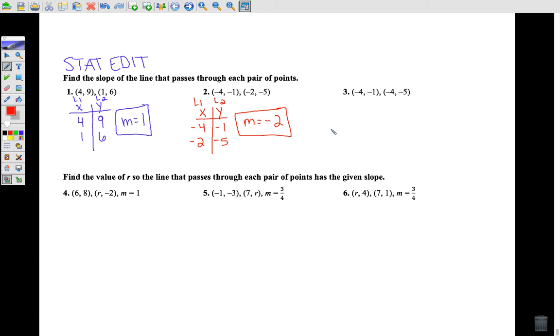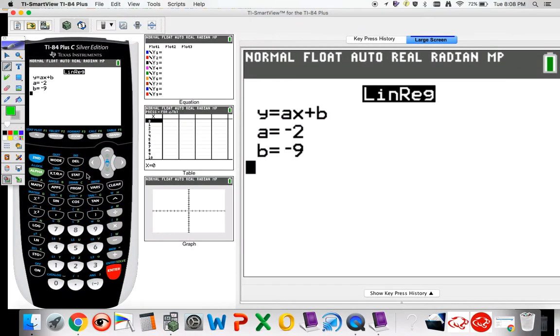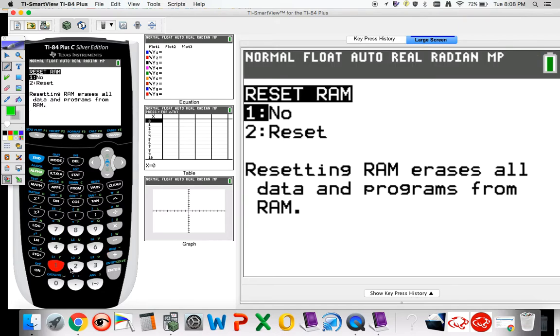Okay, last one, and then we'll do these last three. So again, I'm going to make my XY table. X's are always your L1, Y is always your L2. So you have -4, -1, -4, -5. Okay, we can go ahead and put that into our calculator. So -4, -4, -1, -5. So I'm going to second plus 712.